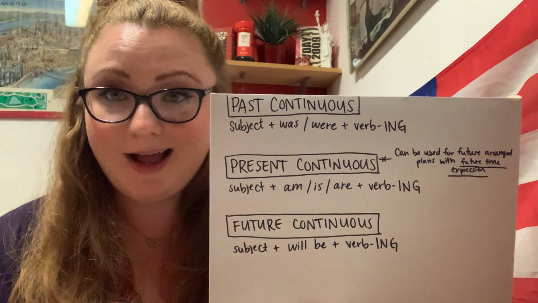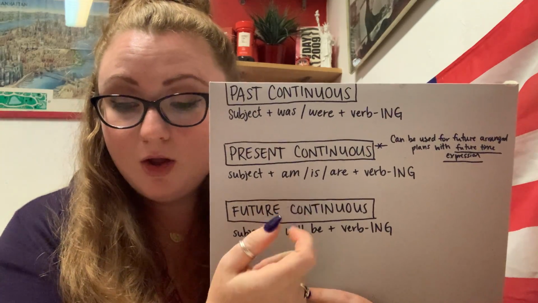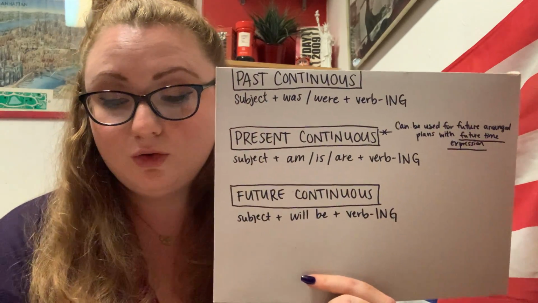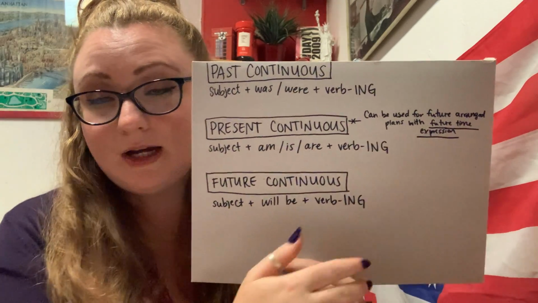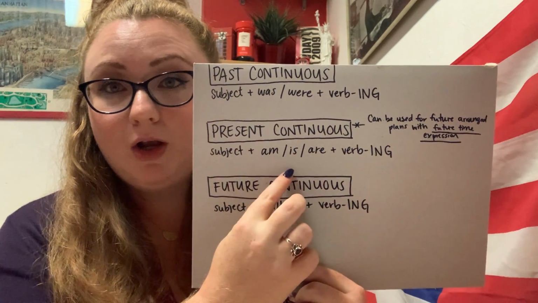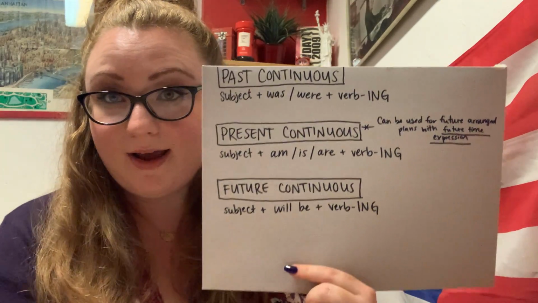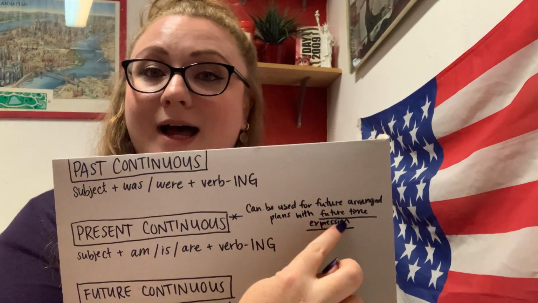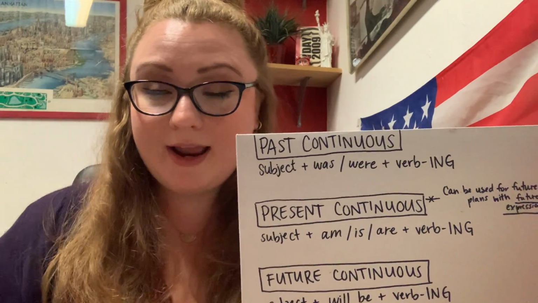Another example like that could be I'm going to a climate march on Friday. That would be our future time expression. I'm going to a climate march on Friday. And we only use that, like I said, with arranged plans, so things we already have organized.